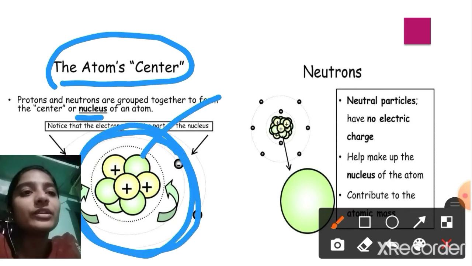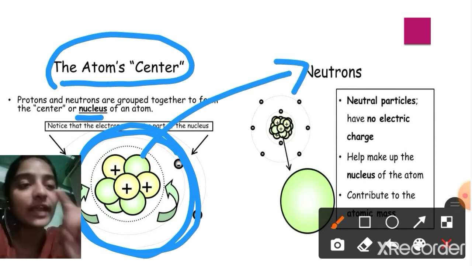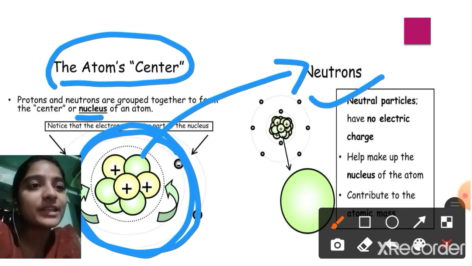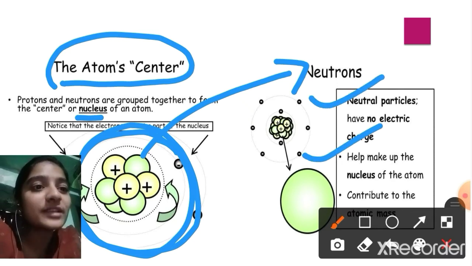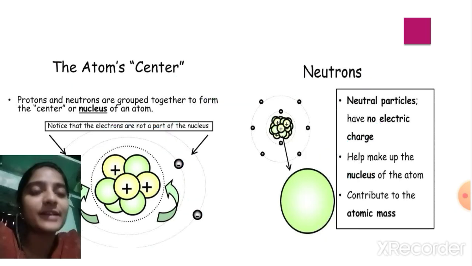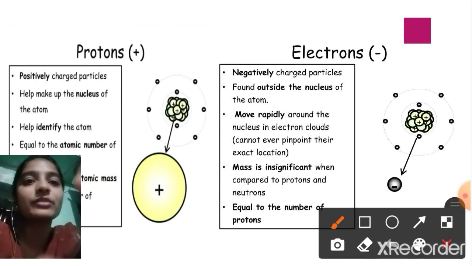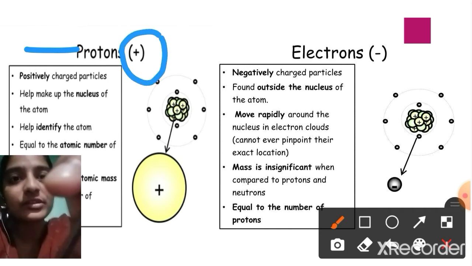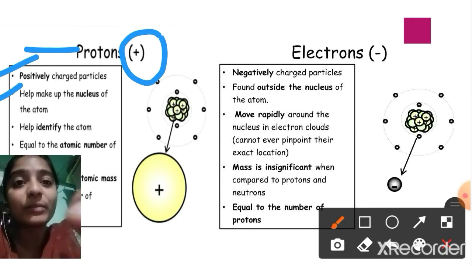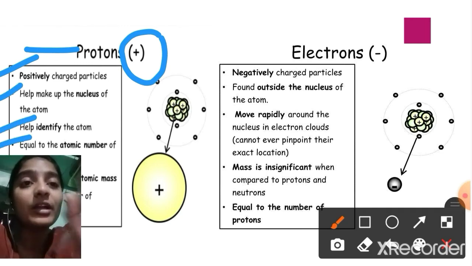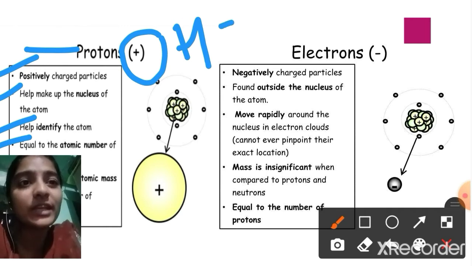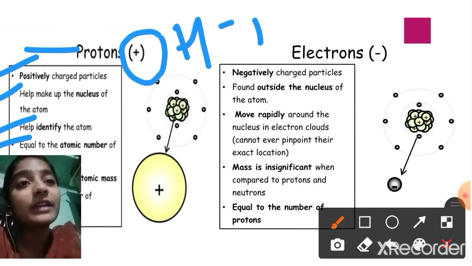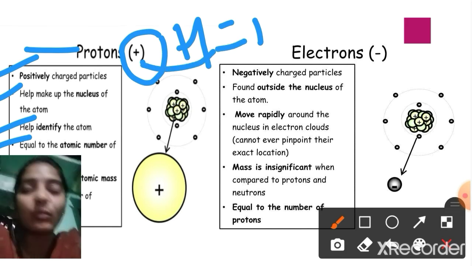Now coming to neutrons, which have no charge. I can say N for neutron, N for neutral, and N for no charge. Neutron particles have no electric charge, help make up the nucleus of the atom, and contribute to the atomic mass. Coming to the proton, protons are positively charged, help make up the nucleus of the atom, and help to identify the atom, equal to the atomic number. For example, H in the periodic table has atomic number 1, and the number of protons of hydrogen is also 1.